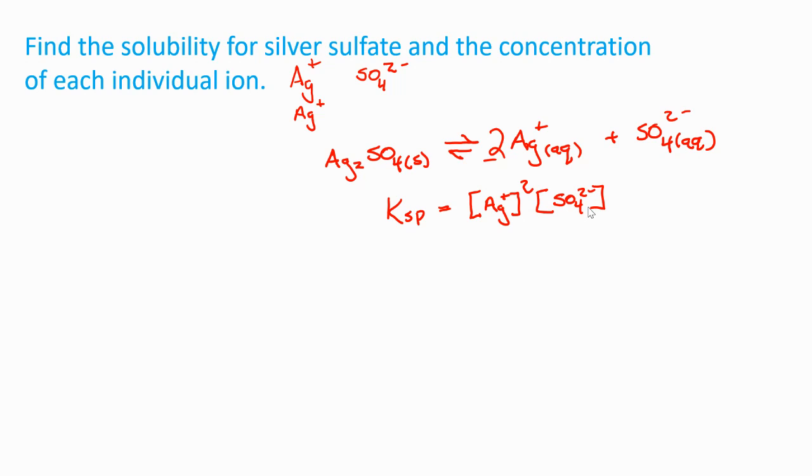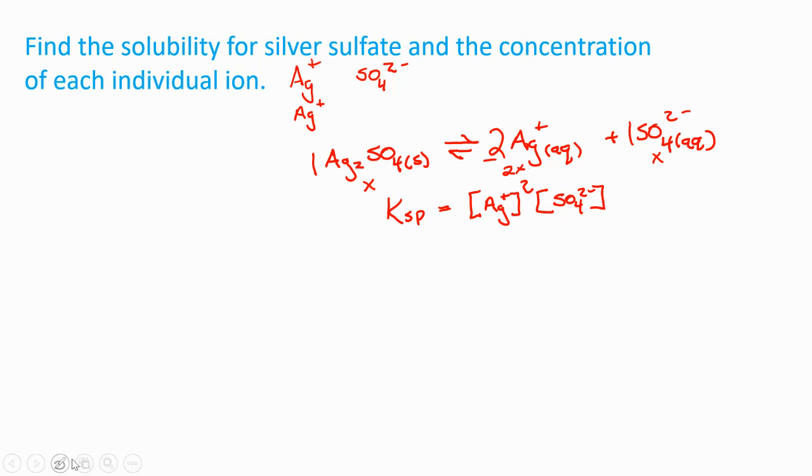And so when I go to solve this, if I'm asking about solubility, we call the whole compound X, and it has a coefficient of 1. That means that SO4 2 minus would also be X in solution. But Ag plus is actually going to be 2X. There are going to be twice as many Ag plus ions as there are SO4 2 minus ions in solution.